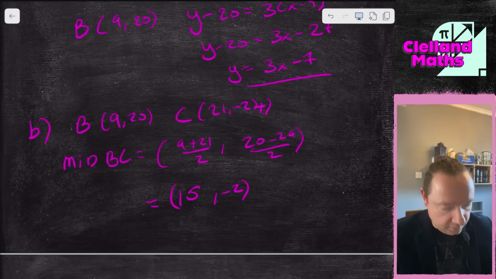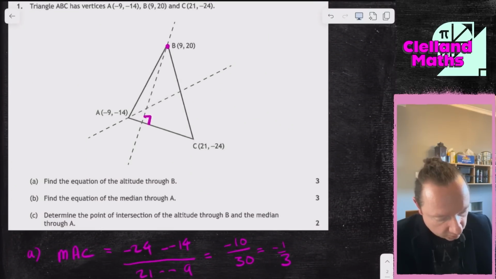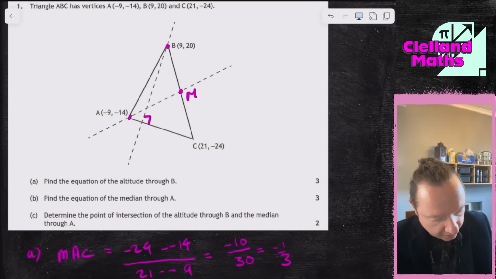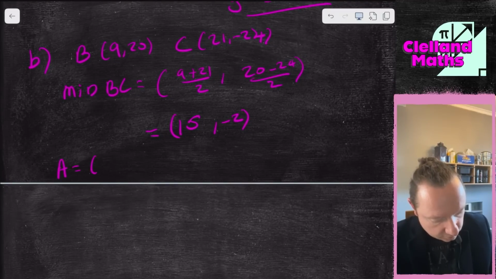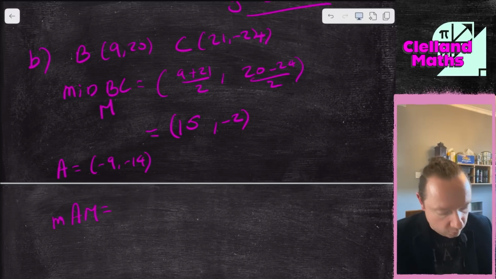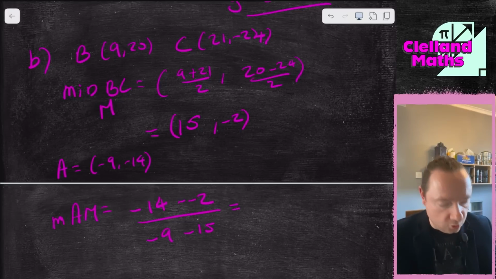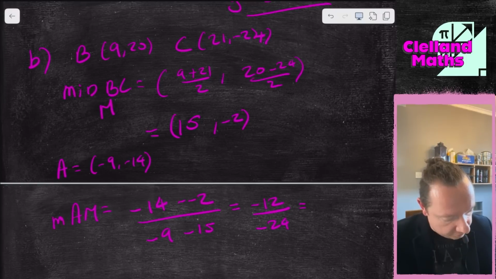So now we need the gradient between A and M, because we're needing to go from here to here, which is M. A is (minus 9, minus 14). So the gradient between, let's call the midpoint M, the gradient between A and M is y2 minus y1, so I'll just do minus 14 minus minus 2 over minus 9 minus 15. Minus 14 plus 2 is minus 12. And minus 9 minus 15 is minus 24, which leaves a half.